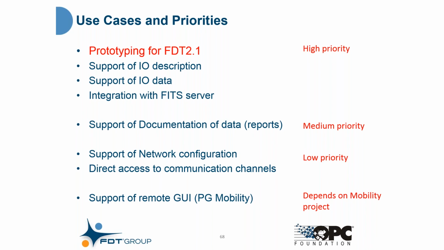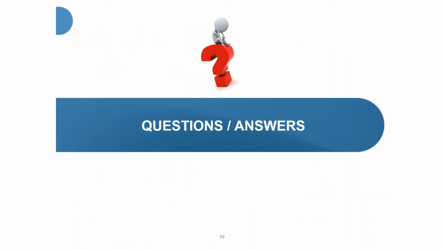Also, we think that support of I/O description and I/O data has a very high priority, and currently we are doing the integration with FIT server. Other less important topics are support of documentation of data, so basically report generation. Support of network configuration or direct access to communication channels is something that we consider to have very low priority. And the support of the remote graphical user interface basically depends on the results of the mobility project.